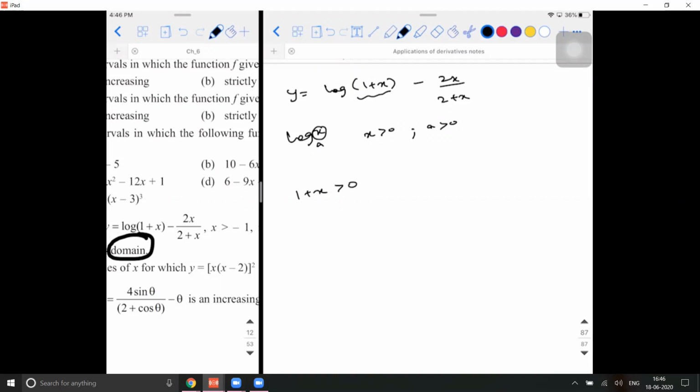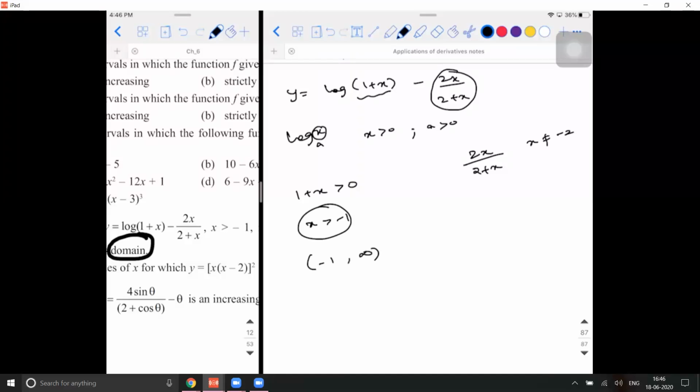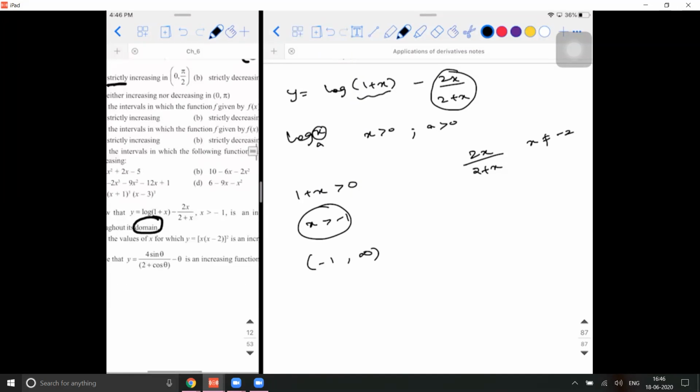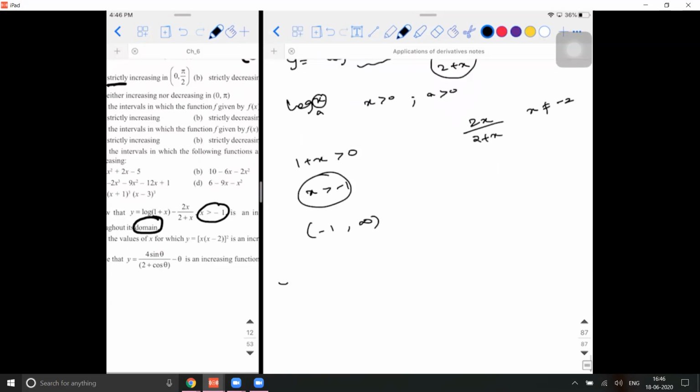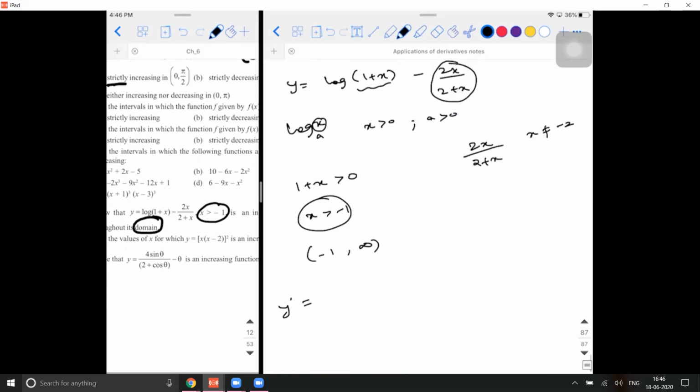Yes, sir. Right? Similarly, what will be the domain of 2x divided by 2 plus x? So x should not be equal to minus 2. So x is greater than minus 1. So the domain of this function is minus 1 to infinity. That's what they have already given. Yes. Okay.